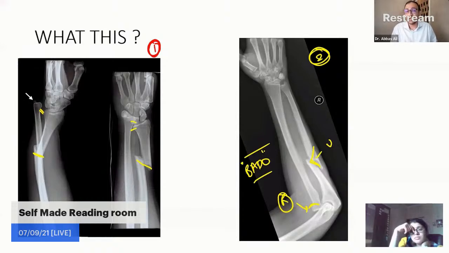Kilo-Nevin sign or weak okay sign, where there is finger drop and thumb drop but no sensory loss. Excellent. And please remember, posterior interosseous nerve is a branch of which nerve? Radial nerve. Yes, someone was saying ulnar nerve.